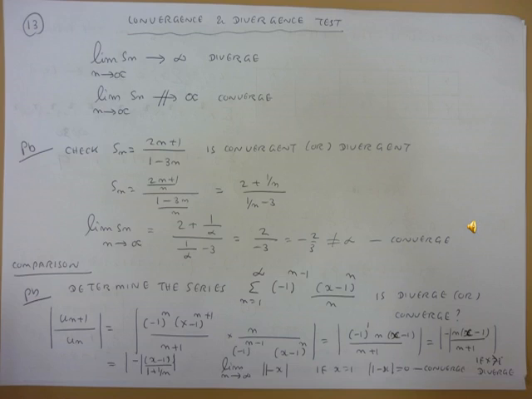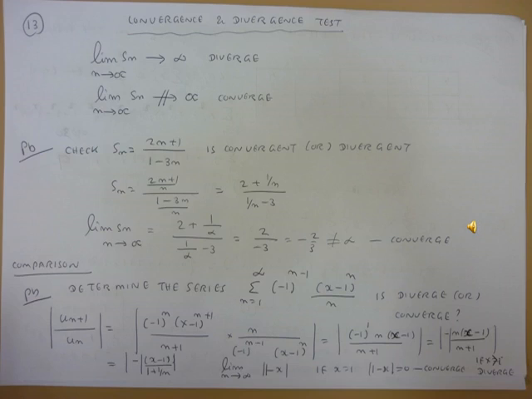Based on this theory, we will check the equation given that S_n is equal to (2n plus 1) divided by (1 minus 3n). We need to check whether this is divergent or convergent. Both the numerator and the denominator are divided by n. Therefore S_n is equal to (2 plus 1/n) at the numerator, and the denominator is 1/n minus 3.